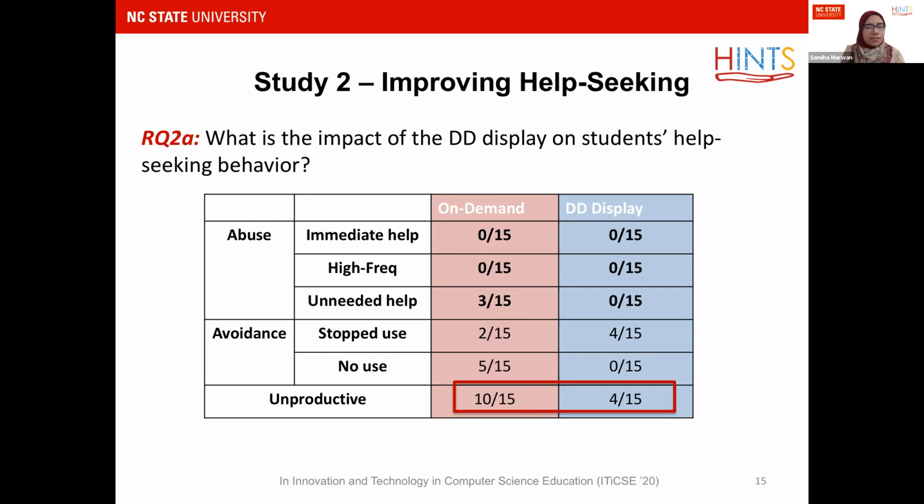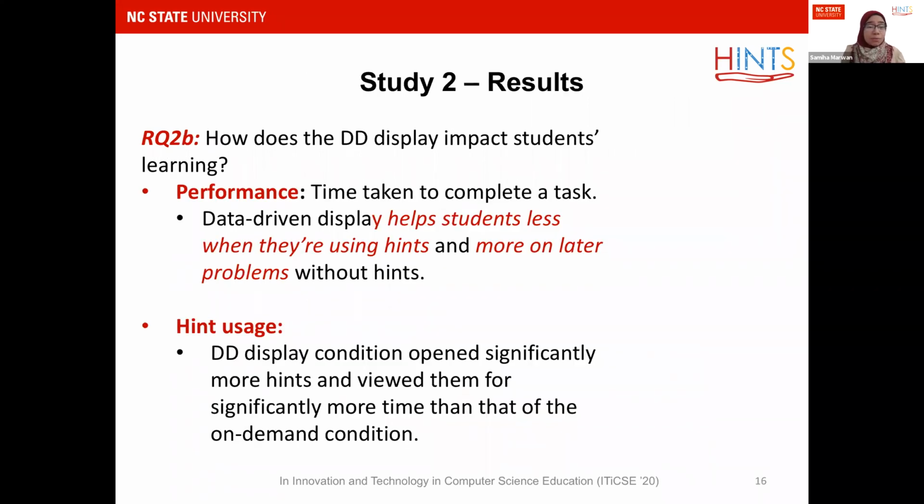So you can see the big differences. However, they were not significant because of the small sample size. The second thing is that we wanted to measure performance on learning, by measuring the time taken to complete a task. What we found is that the data-driven display helped students less when they were using the hints, like in the first task, but it helped them more on the later problems, which were more challenging and did not have hints. So in order to understand this outcome more, we checked the students' hint usage, like how many hints they received and their processing time.